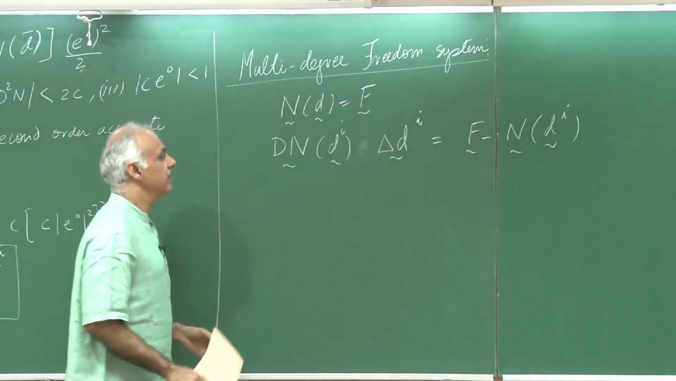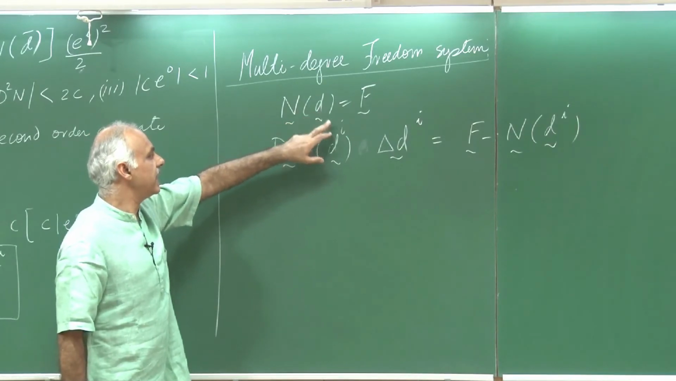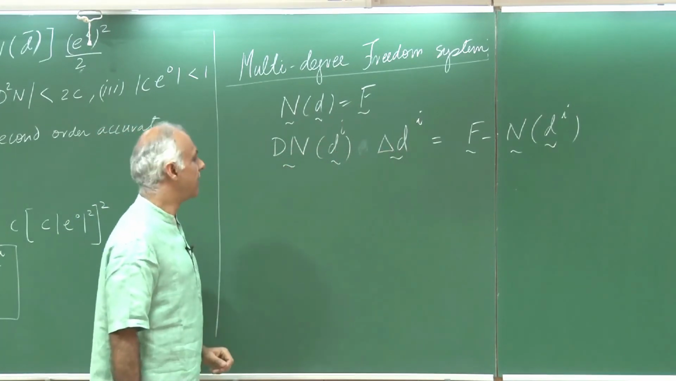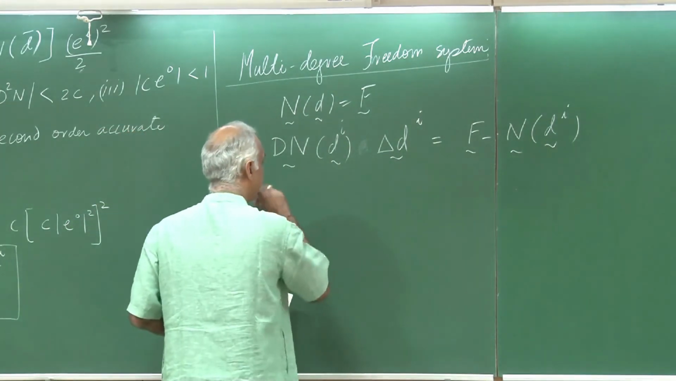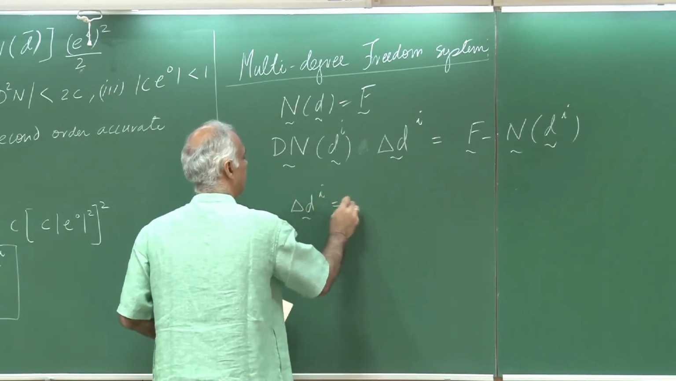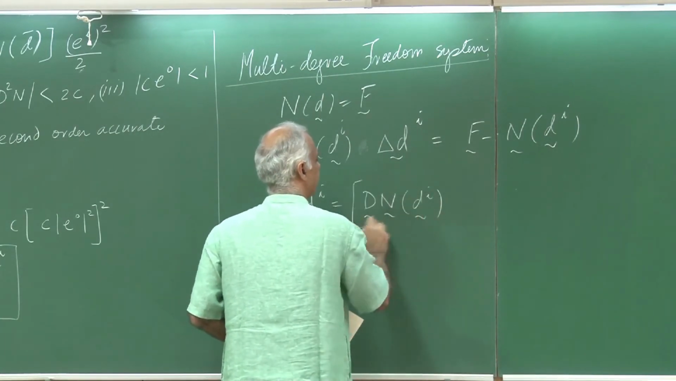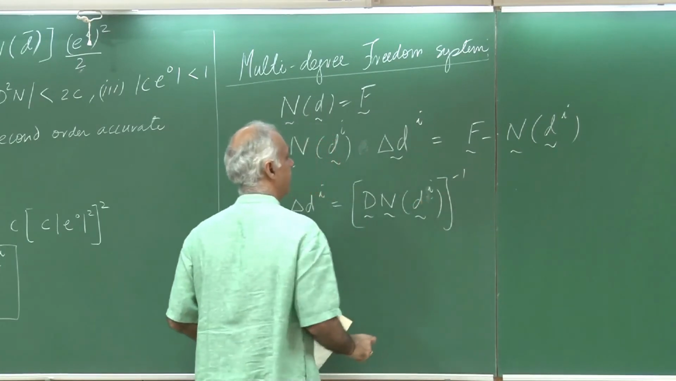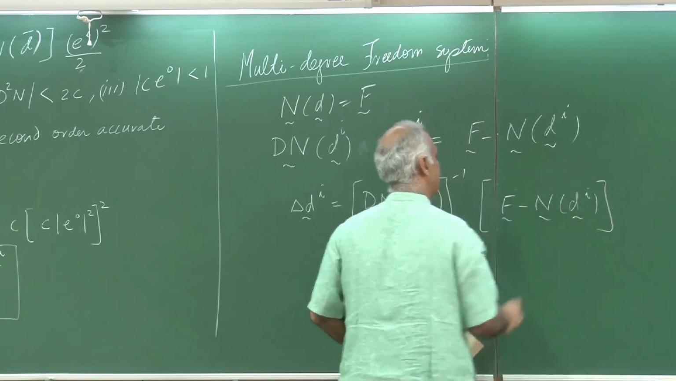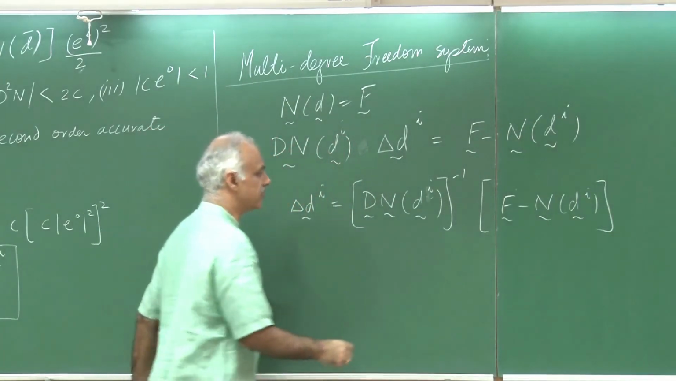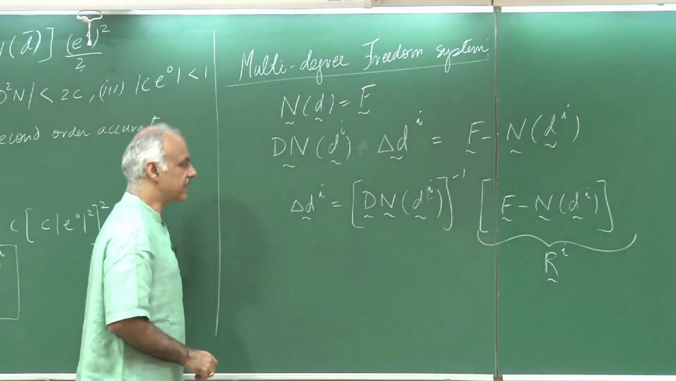Okay. So I have used the Newton-Raphson. So I have said that d_(i+1) is d_i plus delta d_i, and this is how I have used the first order Taylor series expansion, and then I can write down that delta d_i is actually dN of d_i inverse times f minus N(d), which of course we are going to call as the R_i. This is the residual. Okay, so it's a vector residual.